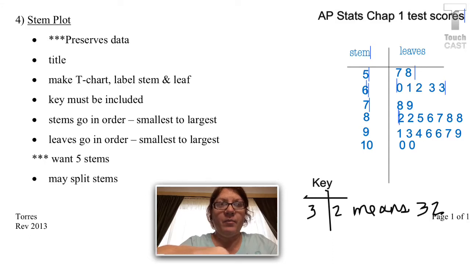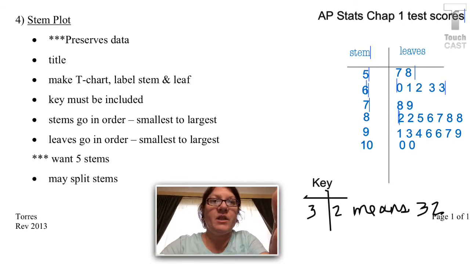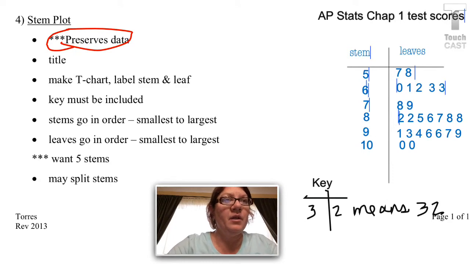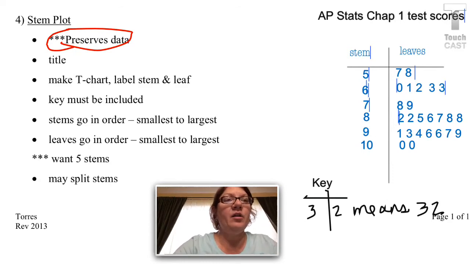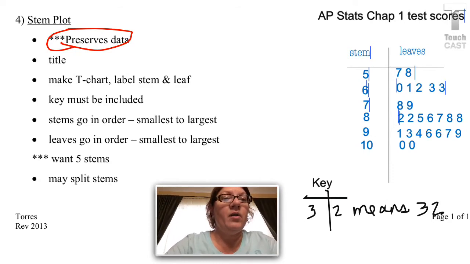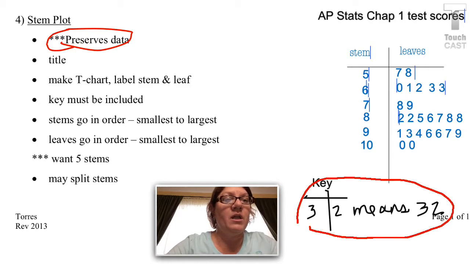Okay, so moving on to stem plots. One of the best features about a stem plot is it preserves the data. So when I look over here at all of this stem and leaf plot, I know exactly what numbers were in it. Now, I notice down here that it has a key. It should always have a key so I know how to read it. So 3 separated from the 2 means 32.